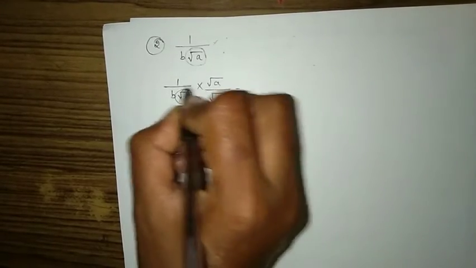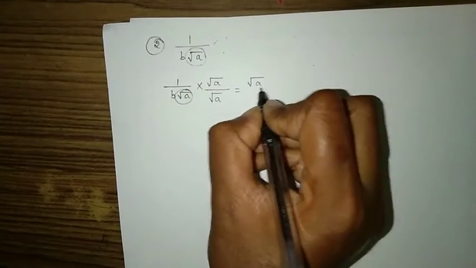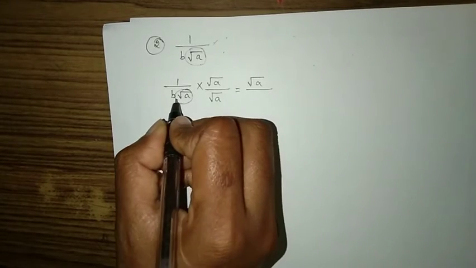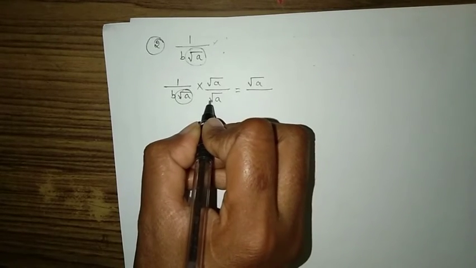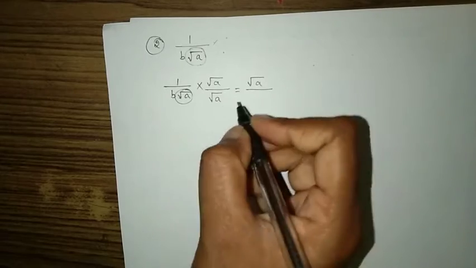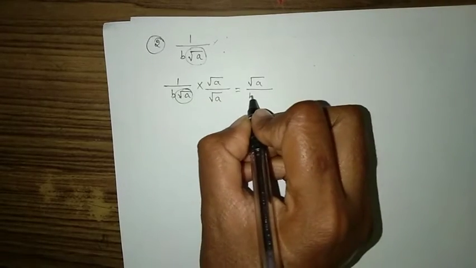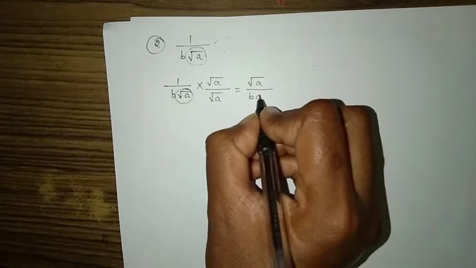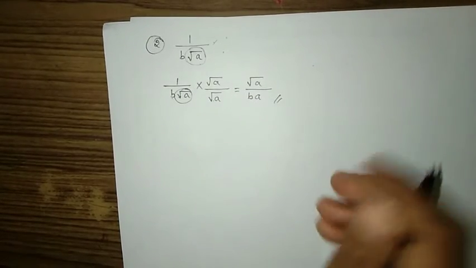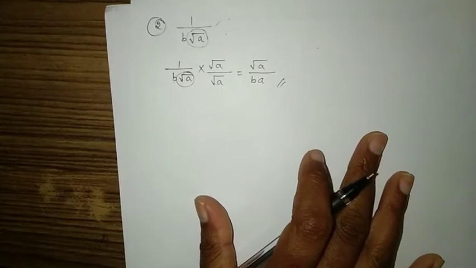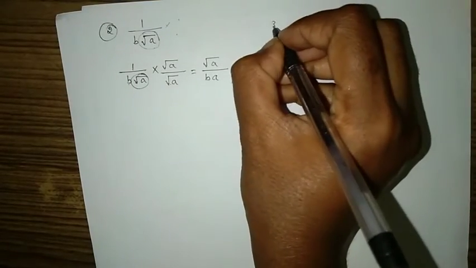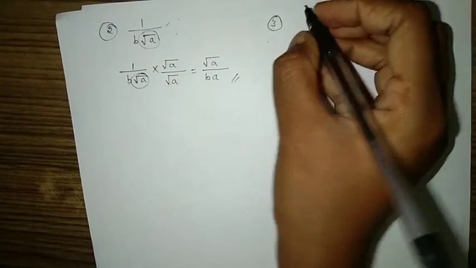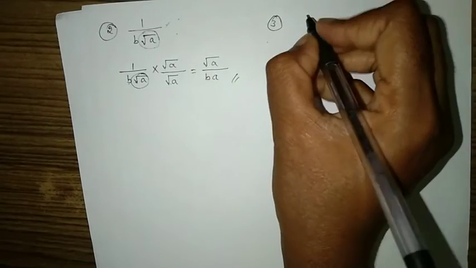What do we get? 1 into root a, root a. Here root a into root a becomes a, right? This is b as it is, right? Root a into root a, a. This is actually what we have to do. If I do another one, you will get to know more, right?